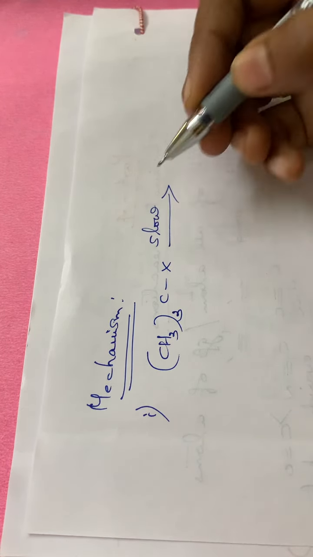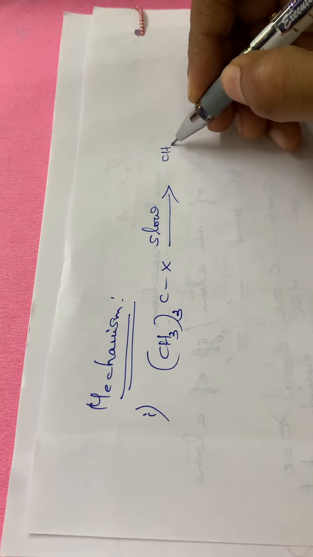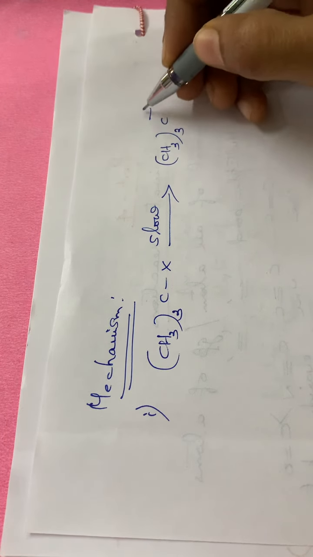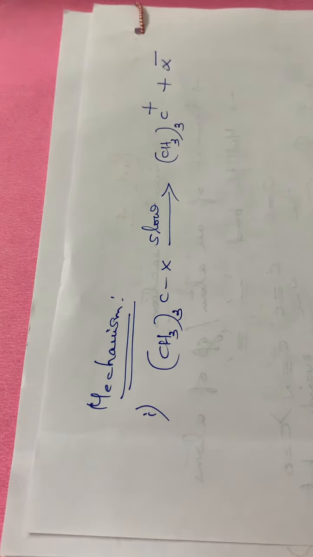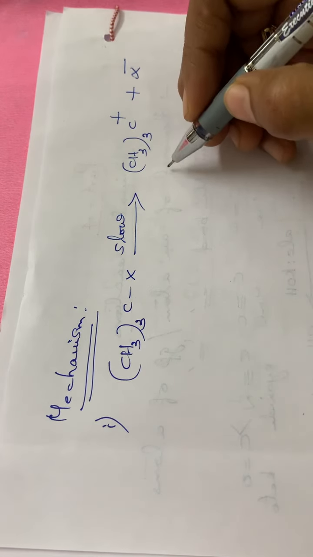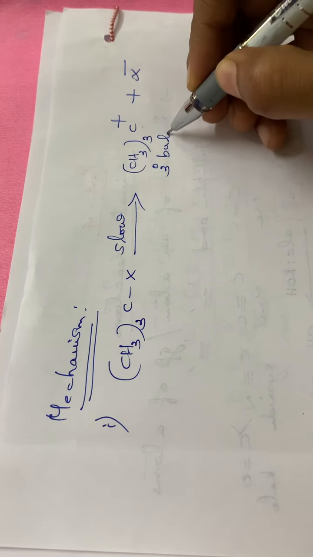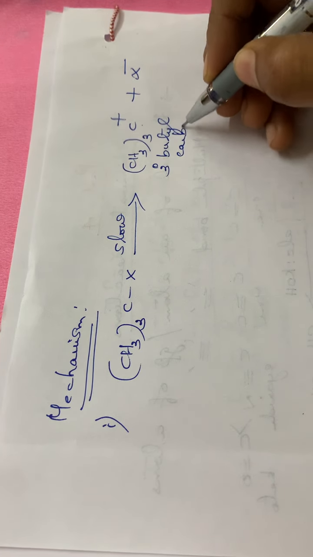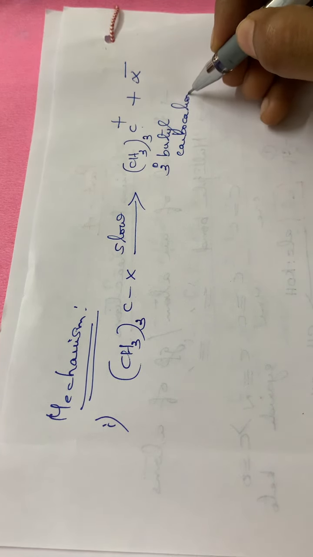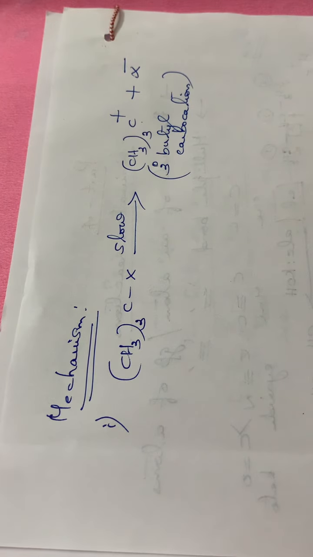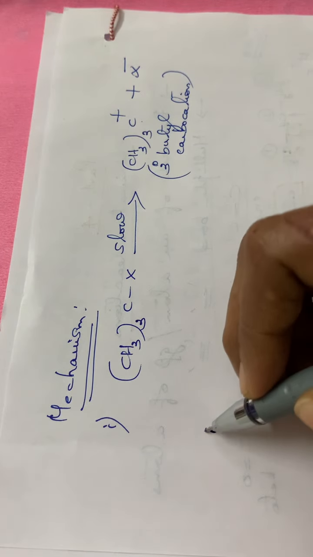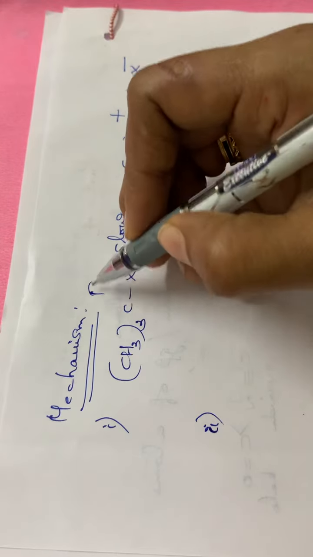This is a slow step. This will be ionizing to (CH3)3C plus X minus, a simple reaction. Ionization to form a tertiary butyl carbocation. So what is the next step? The first step is the formation of the carbocation.